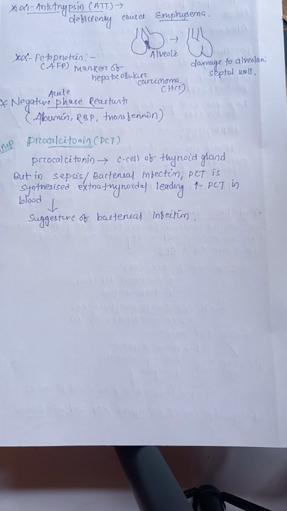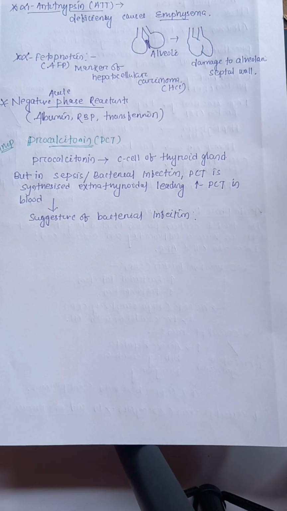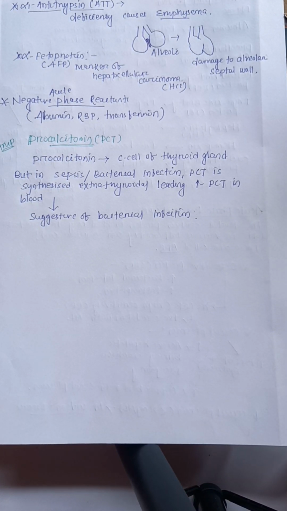Next is alpha 1 antitrypsin. Its deficiency causes emphysema. You should know that alveoli contain two proteins, one is trypsin and another is antitrypsin. Trypsin is responsible for the degradation of the alveolar wall, and antitrypsin prevents that. So if antitrypsin gets depleted, that means trypsin will activate, and that causes destruction of the wall.